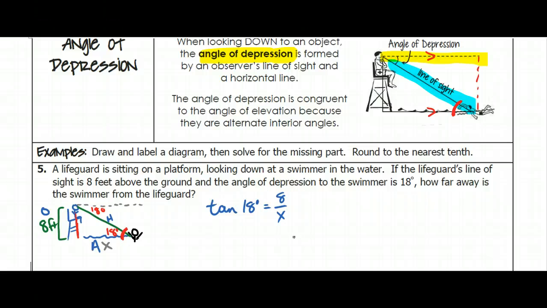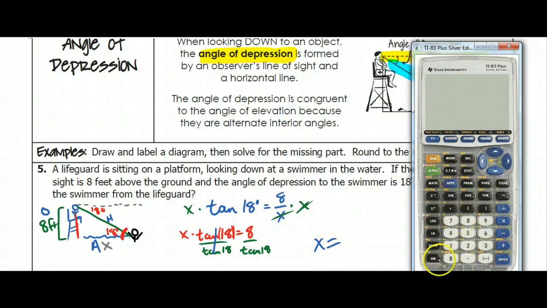And we already solved problems like this, so let's crank through this. Multiply both sides by x. X times the tangent of 18 degrees equals 8. We're going to divide by the tangent of 18. I'm running out of space. When we do that, we get x equals, pull up that calculator.